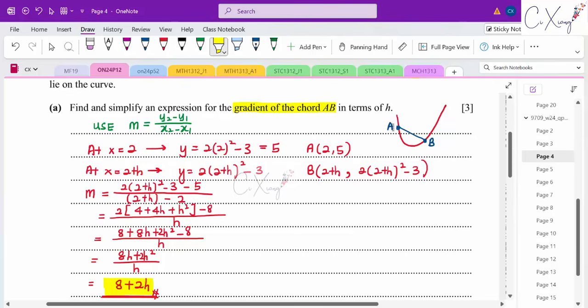Alright, so that means I want to know the gradient for this particular line. I need to know what's the exact coordinate for B, not in terms of h. If, let's say, B has an x coordinate of 3, that means my h is equal to 1. So to get the gradient, you straight away substitute h equals 1 here. Then you can get the gradient very easily. Okay, so let's have a look at part B.